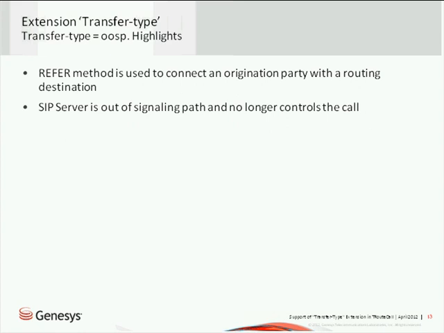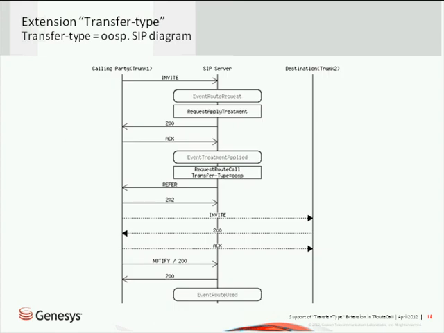This is the second routing type. If you specify the OSP value in the transfer type key, the refer method is used to connect our trunk DNs, and as a result, you will have SIP server out of the signaling path. That's our diagram. You can see that it's exactly the same as static configuration, except that there are no OSP transfer enabled true options configured for origination and destination. You don't have to configure anything. You specify all you need in the request route call.